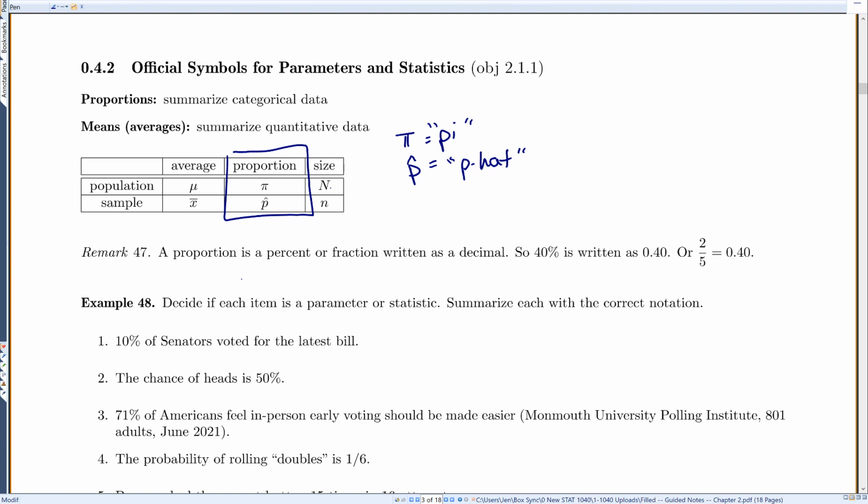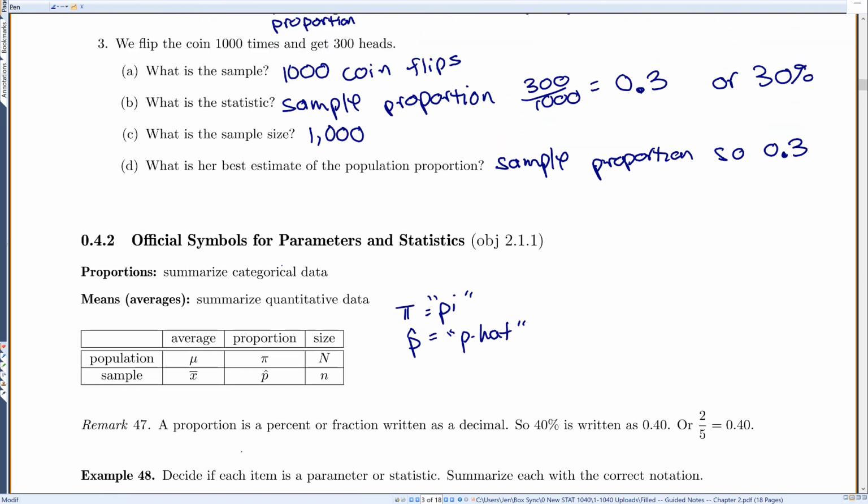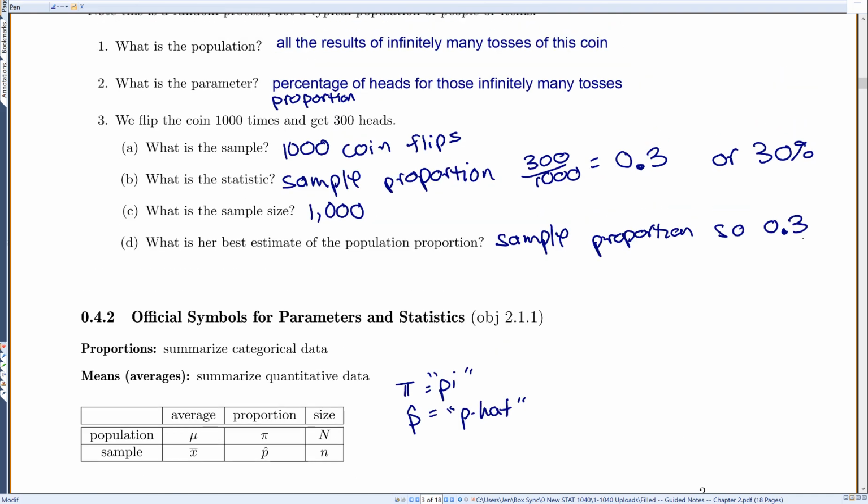And the population size is capital N. Usually we don't know that. You won't see that very often. But the sample size being little, lowercase n, you're going to see that all the time. So let's go back up. When I said that my sample proportion was 0.3, let's write it right here. So what was my statistic? That was my sample proportion. So I could have said p hat equals 0.3. Okay. And when I talked about my parameter, I didn't actually know what that was, but it would be called pi. I don't know the number, but it would be called pi.